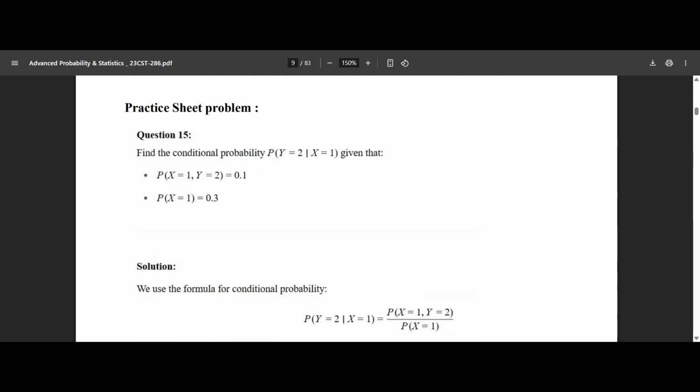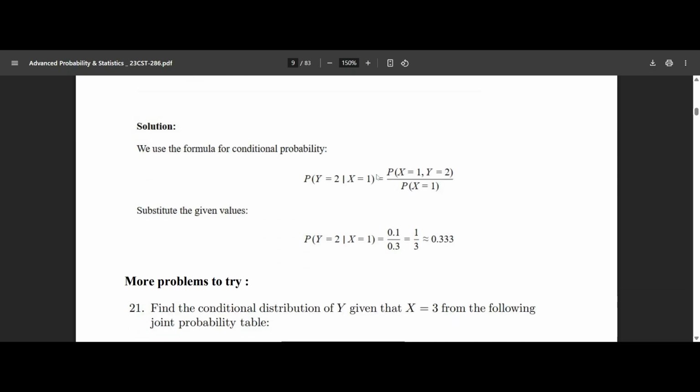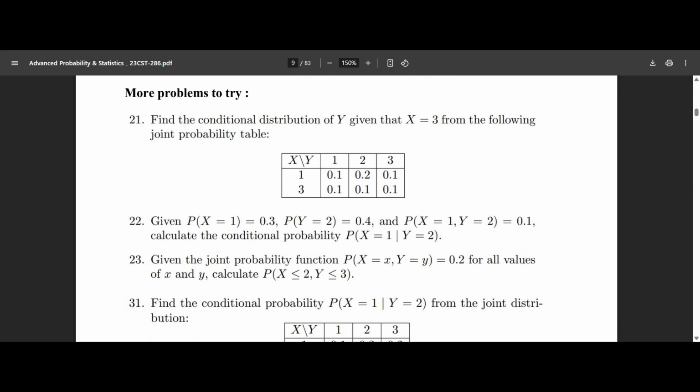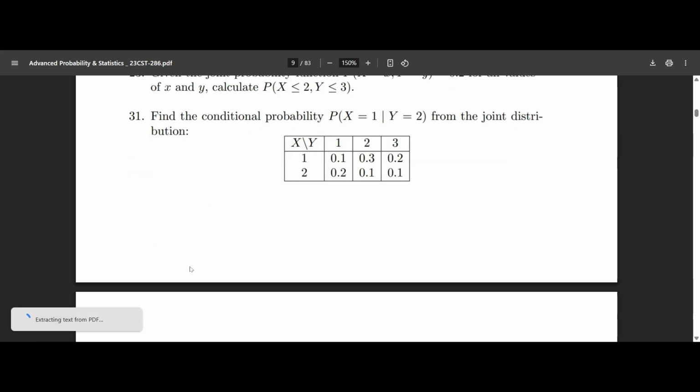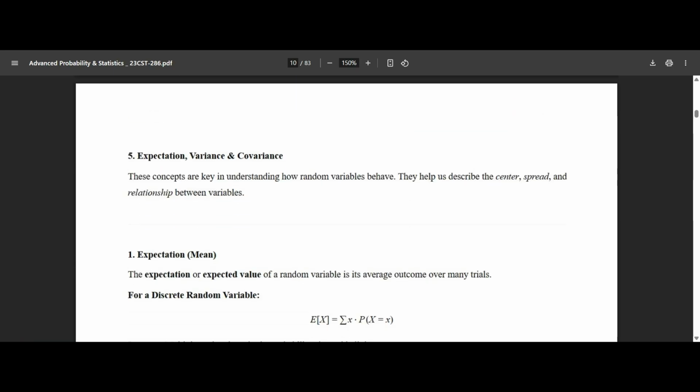Now, practice sheet problem. Find the conditional probability of P of Y equal to 2 given X equal to 1, given that P of X equal to 1 and Y equal to 2 equals 0.1 and P of X equal to 1 equals 0.3. So as I told you earlier, the probability of the second term is what we have to divide by. So substituting the given values, we get 0.1 by 0.3, that is 0.33. So here we have more problems to try, which you can try out yourself. Find the conditional distribution, conditional probability. Four sums are given. Kindly try them out. It will clarify your idea.